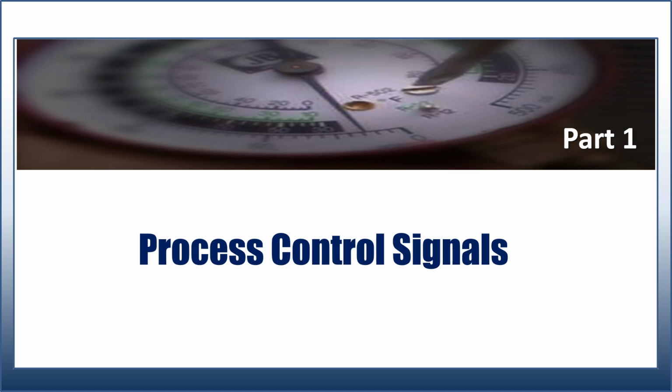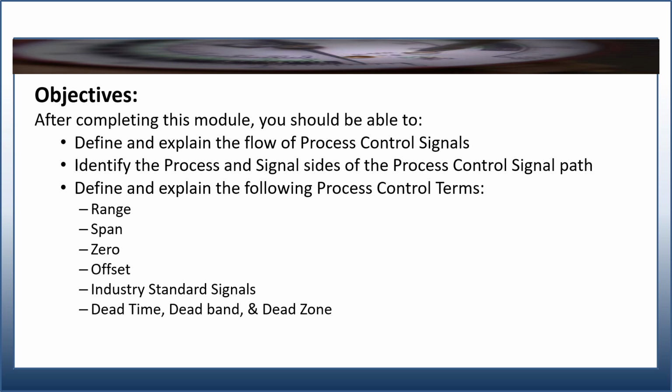This video is on process control signals. After completing this module, you should be able to define and explain the flow of process control signals, identify the process and signal sides of the process control signal path, define and explain the following process control terms: range, span, zero, offset, industry standard signal, dead time, dead band, and dead zone.